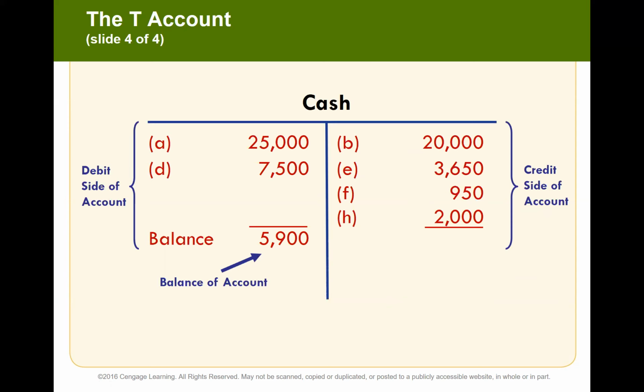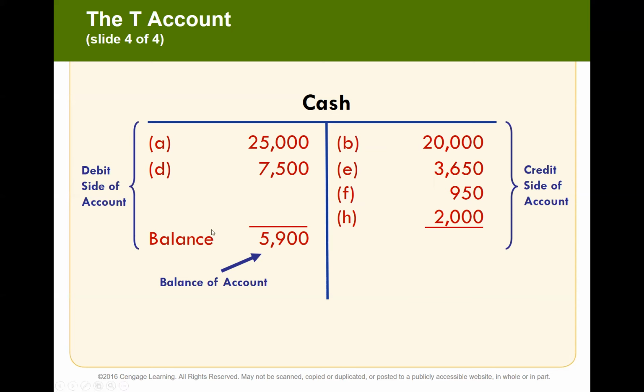Taking a step back, we're showing the cash account. This is just an example of A, B, C, D, E, F, G transactions. Each transaction resulted in either a debit entry or a credit entry to your cash account. Then you take the total of your debits and the total of your credits, and the difference gives you your balance. If you add up all of your debits, add up all of your credits, and then take the difference, that's your balance. That is just your basic introduction to the T account and how debits and credits align.